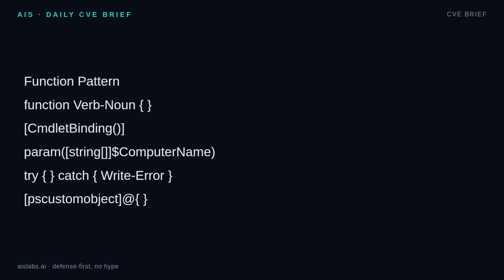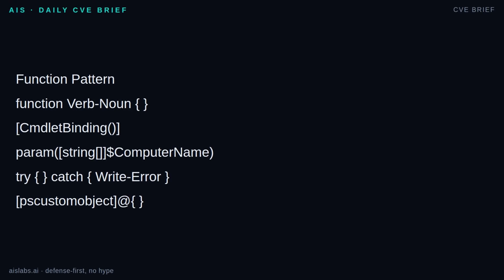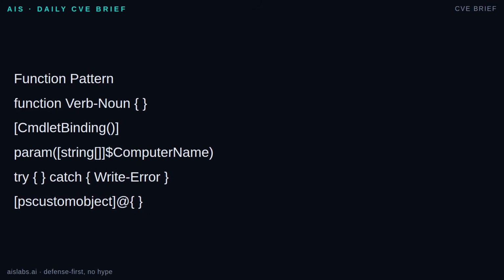Start with function, then a verb-noun name, then braces. Inside, put a param block near the top. For admin tools, I usually add CmdletBinding. That gives you common parameters like Verbose and ErrorAction, and it nudges you toward real cmdlet behavior. Validate inputs where it helps, then loop through targets with foreach. For commands that may fail, use ErrorAction Stop inside try, and handle the failure in catch with Write-Error.